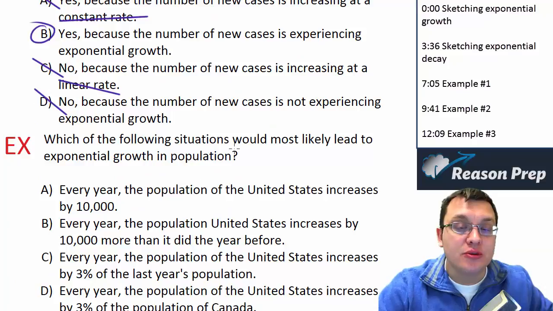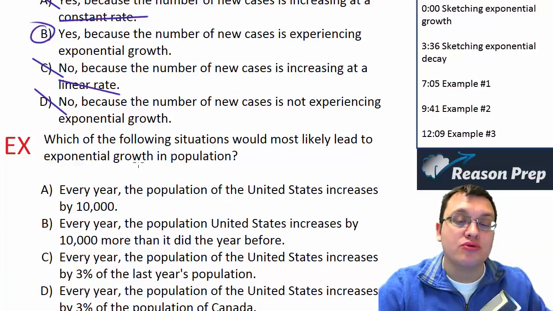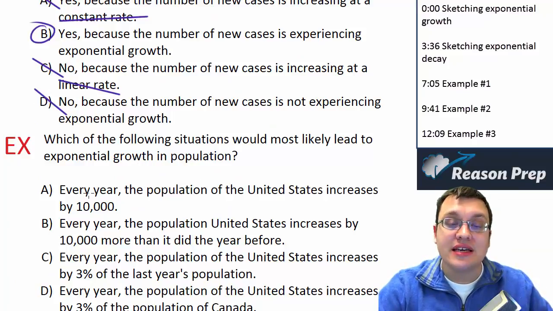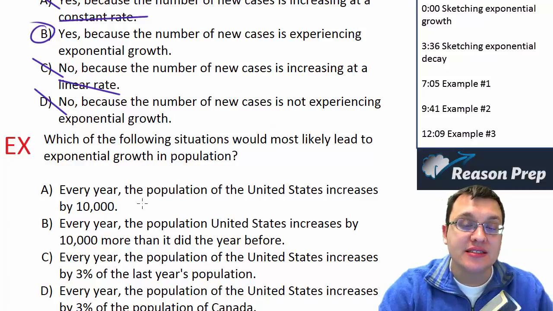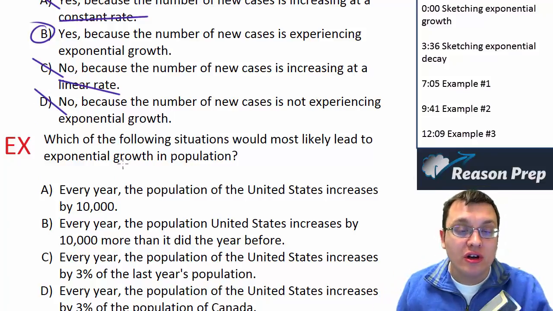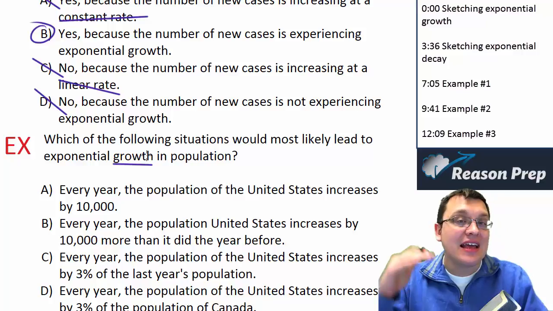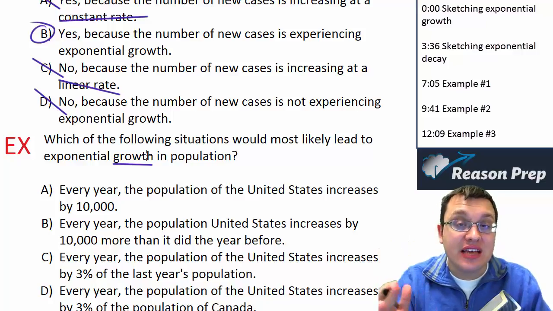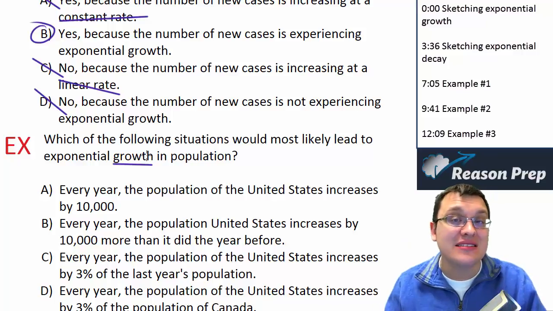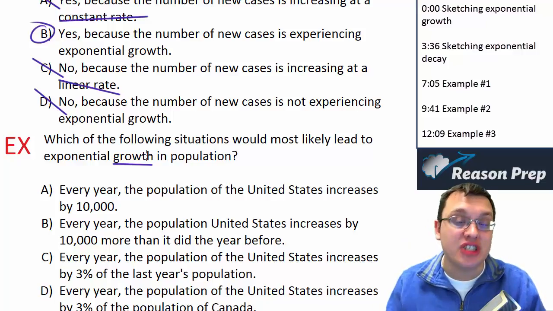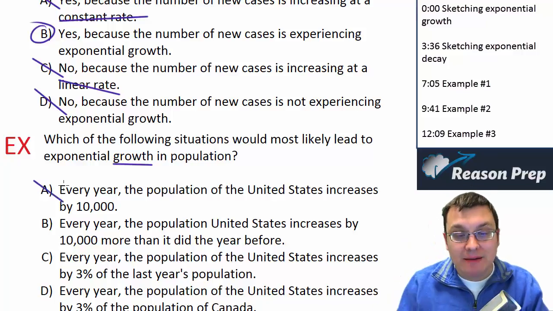Which of the following situations would most likely lead to exponential growth in population? So let's see. Every year, the population of the United States increases by 10,000. So notice that would be growth, but that increase every year is the same. It's plus 10,000, plus 10,000, plus 10,000, right? That's a constant change. That's not an increasing change. So we can get rid of choice A.